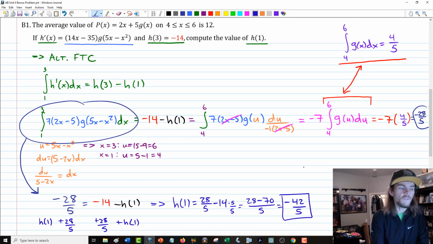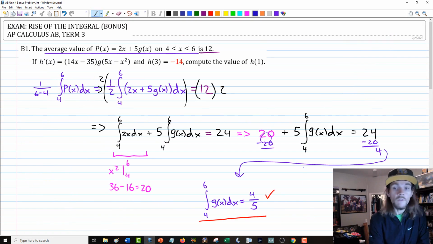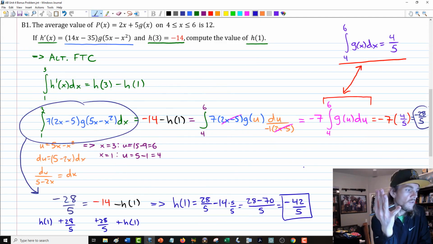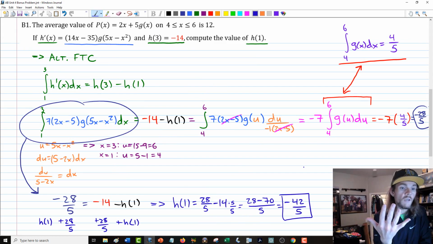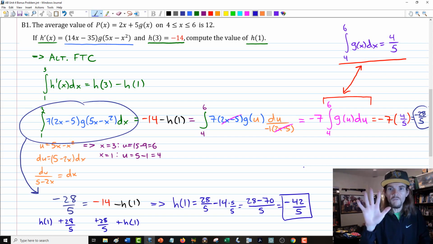So just taking a quick inventory of the stuff that we did here, we used average value. We used two integral properties. We used the fundamental theorem of calculus. And then we used the alternate fundamental theorem. We used a fairly tricky, but not impossible or super advanced, u substitution. And then we finally just did some basic algebra. So like I said, 5 huge concepts, 5 of the big ideas from this unit, all brought together into a single problem.